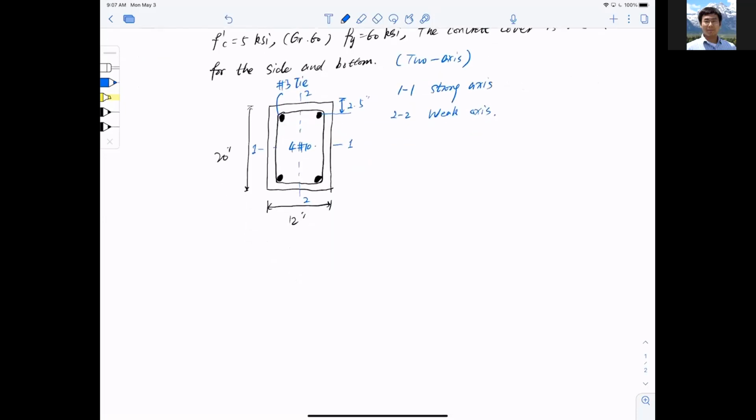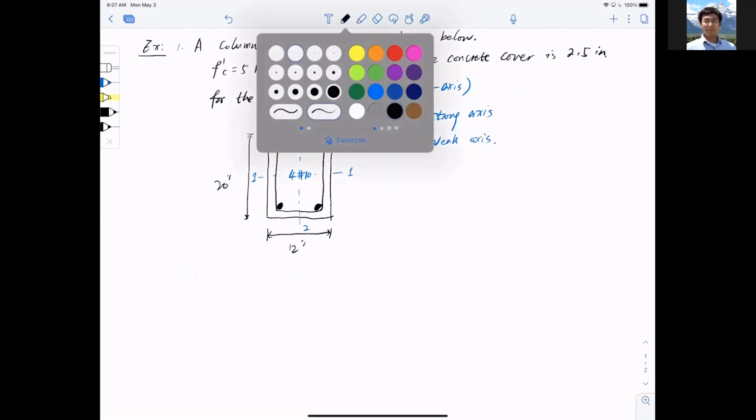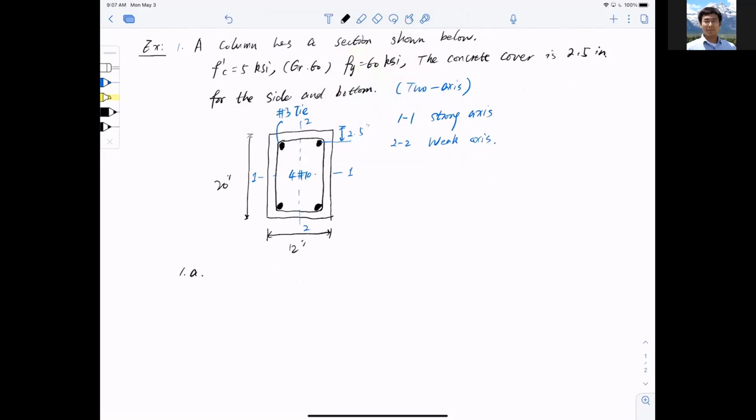Now, given all this, the first question, if I call this problem 1, so 1A, let me switch color. 1A is asking, what is the design resistance? And when we talk about design resistance, we have to be specific for what condition. So for pure axial loading condition.